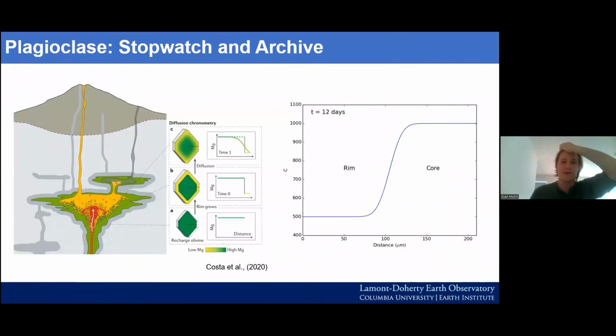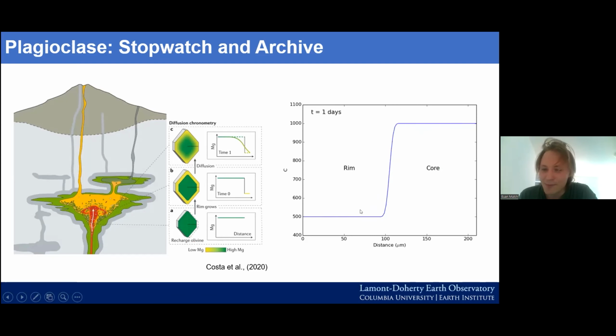So here's a brief primer on diffusion chronometry. I didn't want to spend too much time on this, but the way the method works is you have some zoning in a mineral, and diffusion will try to smooth out this compositional zoning through time. And so what people often do is start off with a step-like function, then model the diffusion using some variant of Fick's second law through time. And often people end up with this nice error function for the diffusion profile.